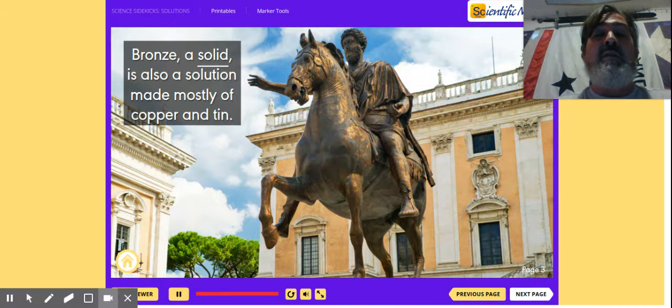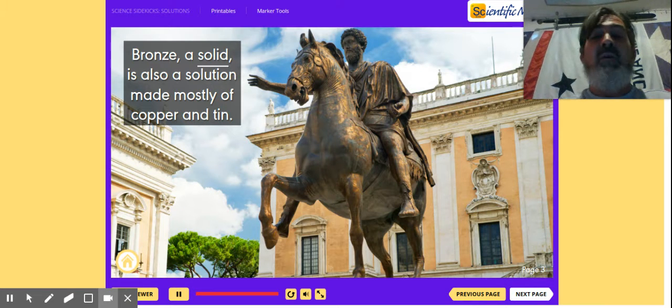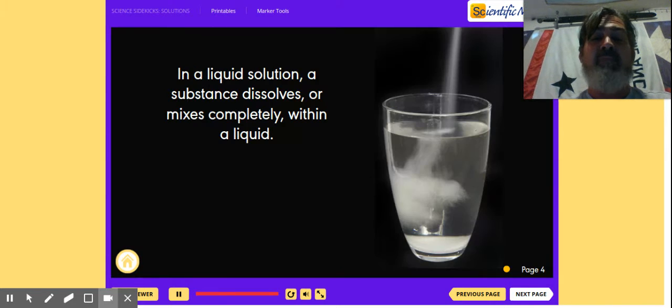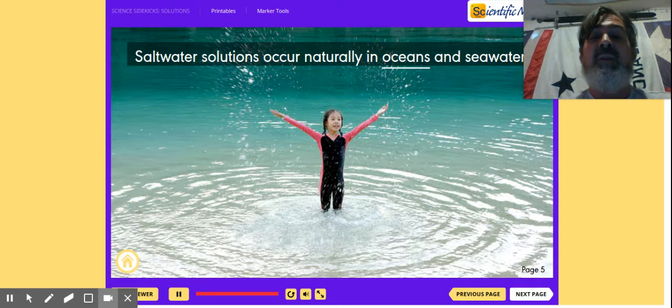Bronze, a solid, is a solution made mostly of copper and tin. The copper and tin are mixed together well enough so that they've become a solution, but a solid solution. In a liquid solution, a substance dissolves or mixes completely within a liquid. Salt water is a solution because the salt dissolves completely in the water. So sugar water would be the same thing, or Kool-Aid. They all dissolve into the water and make it become a special kind of mixture called a solution.